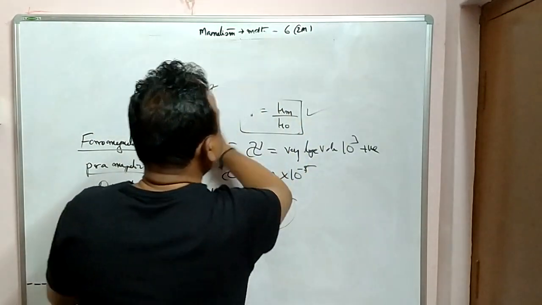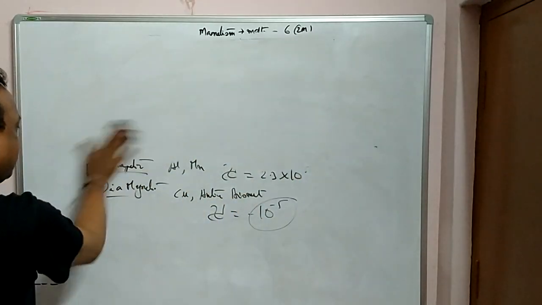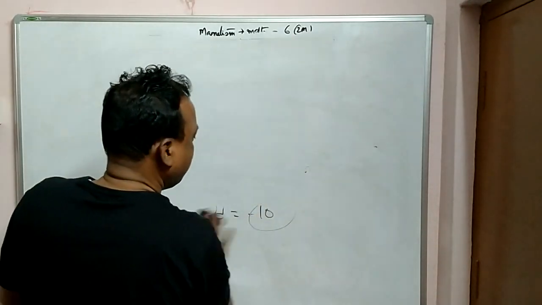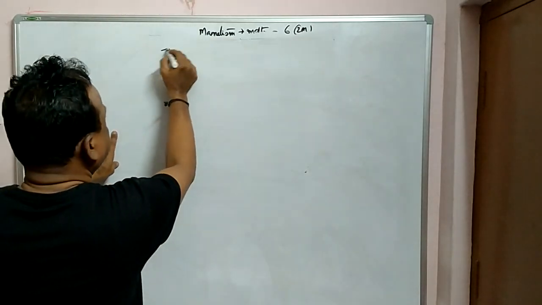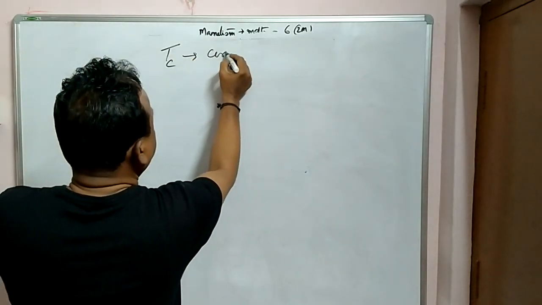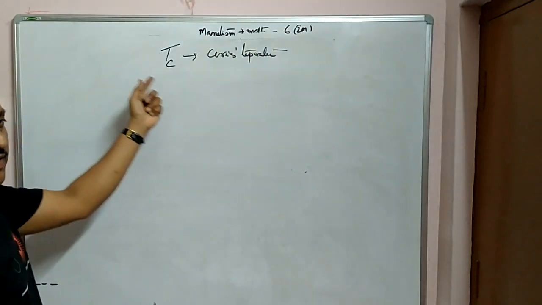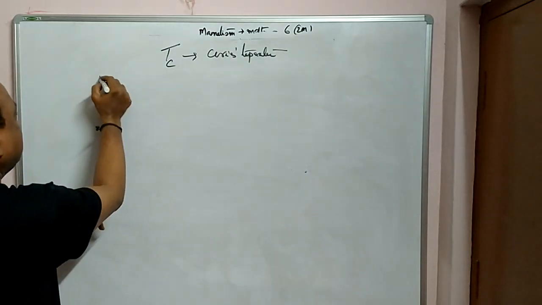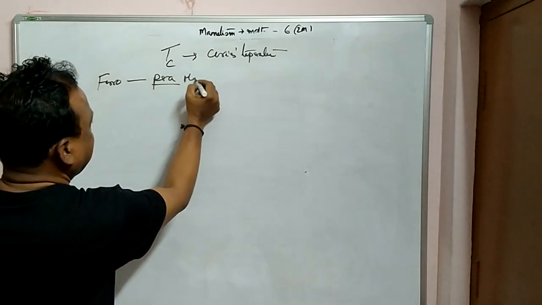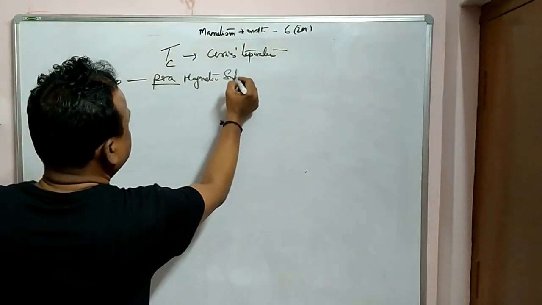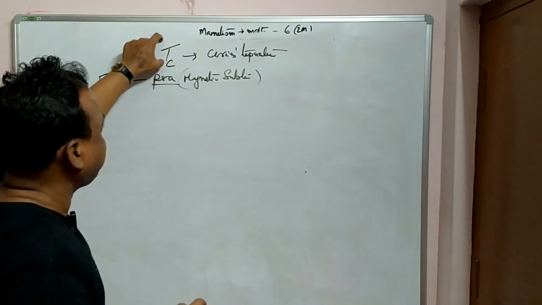And last point, Curie's temperature. This is the last and final one. What is Curie's temperature? As you increase the temperature, what happens? At a certain temperature, a ferromagnetic substance is converted into a paramagnetic substance. That temperature is called Curie's temperature, which is indicated with Tc.